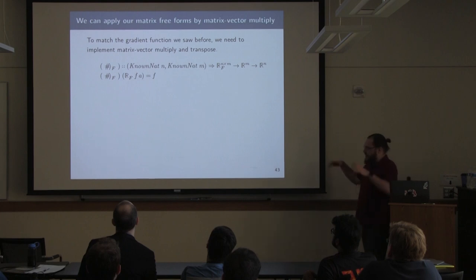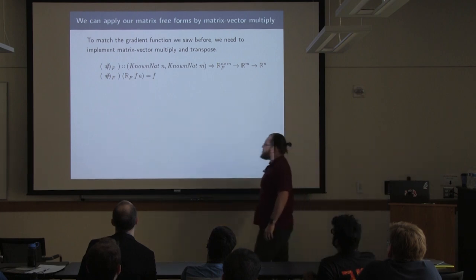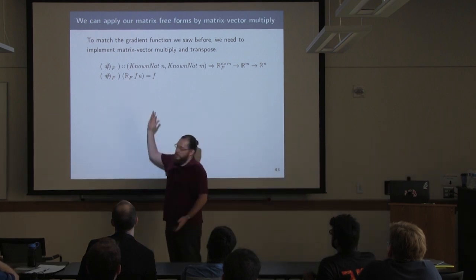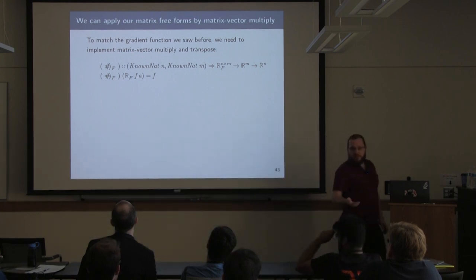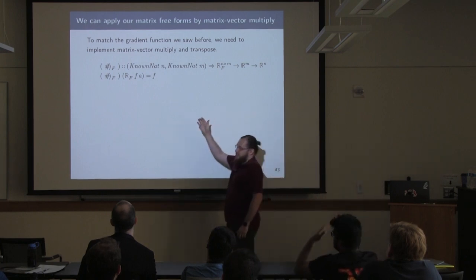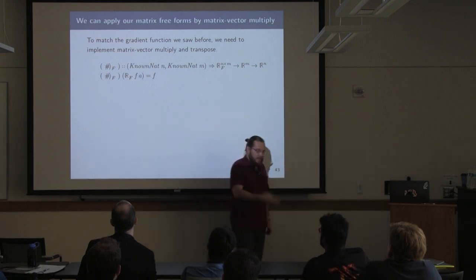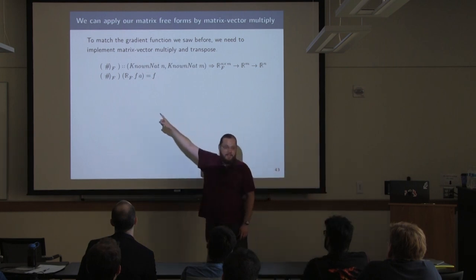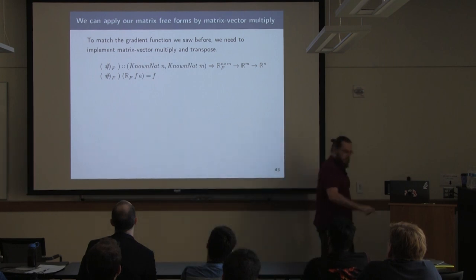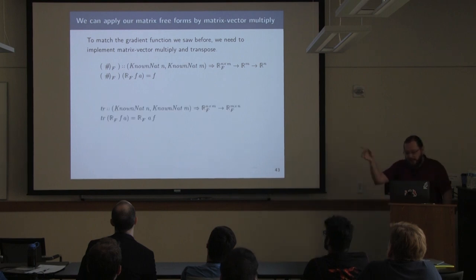Now, how do we use these things? How do we build bigger pieces with them? One thing that we want to do is the matrix vector multiply. That's the primary thing we're going to be doing with our matrices, right? So here, we extract the forward function and just apply it. Note here, because of the shapes again, I can't use the adjoint function. I can't make a mistake. It's the wrong shape.